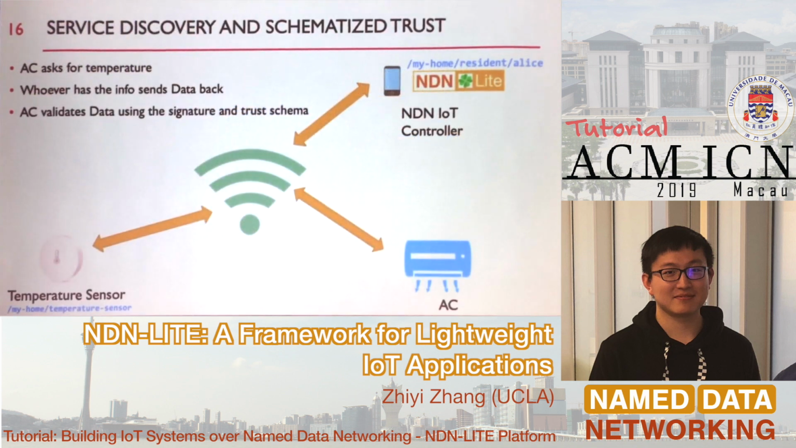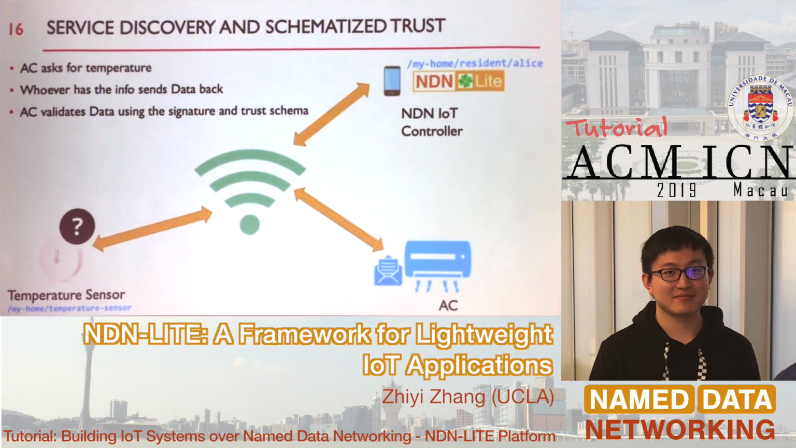After the AC got bootstrapped, it can use the service discovery protocol to discover services around it. For example, the AC wants to use the temperature sensor service to get to know the current temperature of the home. In our service discovery protocol, we simply let the AC carry the services through the broadcast media of the various home IoT network. And whoever has the information can send back the data packet.